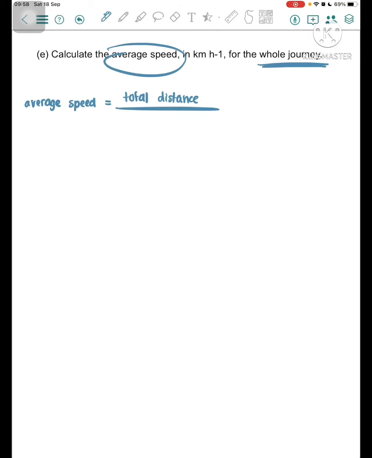Question E. Calculate the average speed in km h-1 for the whole journey. So average speed is equal to total distance over total time.